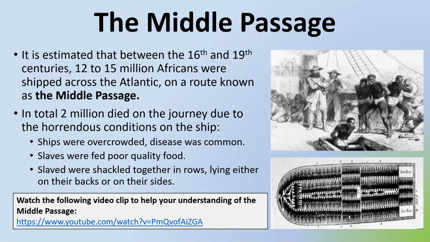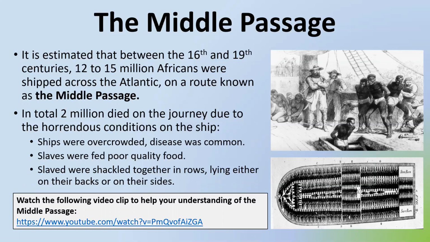This then brings us to the Middle Passage. So this is that second part of the trade triangle. This is when slaves were being brought from Africa over to the West Indies. It's estimated that between the 16th and 19th century, approximately 12 to 15 million Africans were shipped across the Atlantic in that Middle Passage.